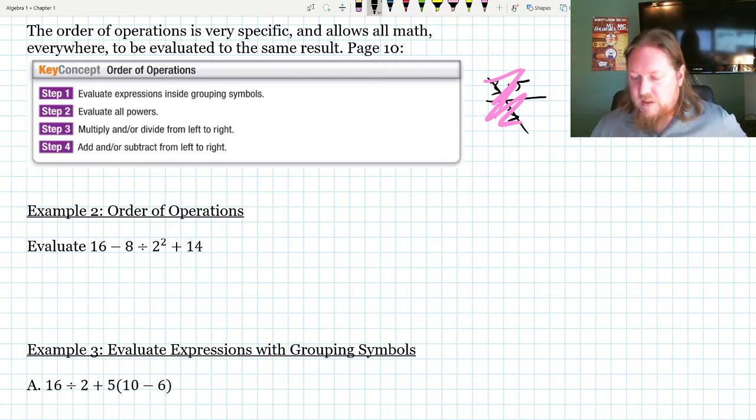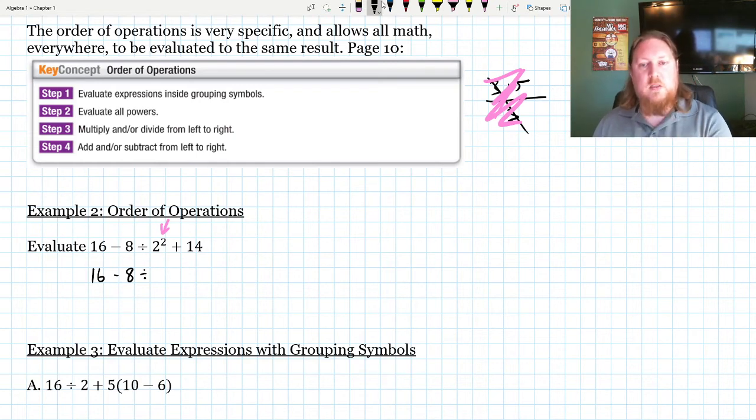All right. Example 2, order of operations. So when I'm looking through this, I don't see any grouping symbols. There's no parentheses, there's no fraction bars, there's no brackets, there's nothing like that going on. So I can kind of skip step 1. Step 2, I do notice that there are some exponents in there. So that's the part I'm going to take care of first. So the 16 minus 8 divided by, nothing is happening to it so far. I just want to take care of the exponents, all the powers. 2 squared is 4. 2 times 2 is 4. Plus 14. All right, now I've taken care of all the powers.